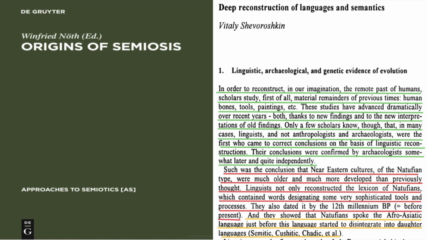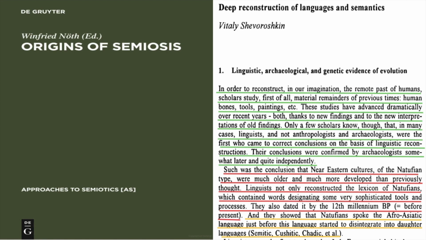This is a book written by a German linguist, and it says, in order to reconstruct in our imagination the remote past of humans, scholars study first of all material reminders of previous times, human bones, tools, paintings, etc. These studies have advanced dramatically over recent years, both thanks to new findings and to new interpretations of old findings. Only a few scholars know, though, that in many cases, linguists and not anthropologists and archaeologists were the first who came to complete conclusions on the basis of linguistic reconstruction. Their conclusions were confirmed by archaeologists somewhat later and quite independently.